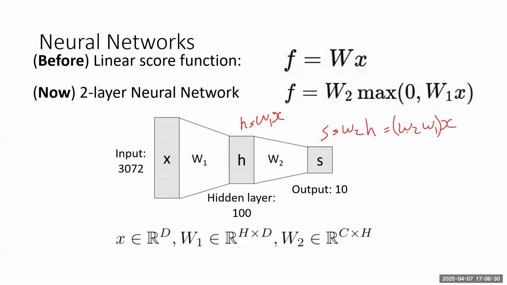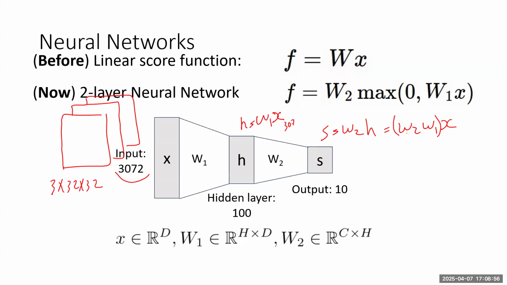Now, this is W2 times W1. Let's check the dimensions. This input is a vector, so assume we are talking about an image of 3 by 32 by 32. In this case, I can convert this into a vector of 3072, so this is of dimension 3072 by 1. Now, I have to assume the number of hidden nodes for this hidden layer. I will assume that I have 100 nodes.